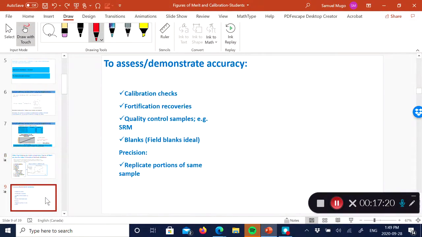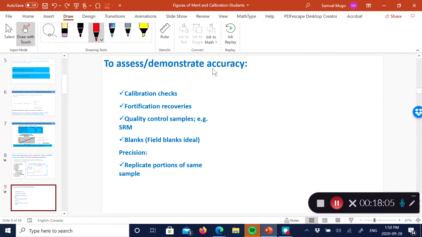So first, let's talk about accuracy. Like I've said, this is the nearness to the truth. And the truth, of course, is the true value. So how do you assess or demonstrate accuracy? How do you determine accuracy? And so you determine accuracy by running calibration checks. And calibration checks just refers to taking one known standard solution and running it on the instrument. So you already know what it is. So run it on the instrument and see if you can determine its concentration, which you already know. So it's sort of a validation type of thing.